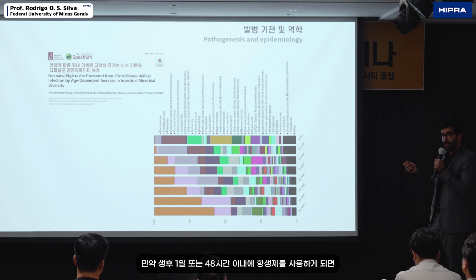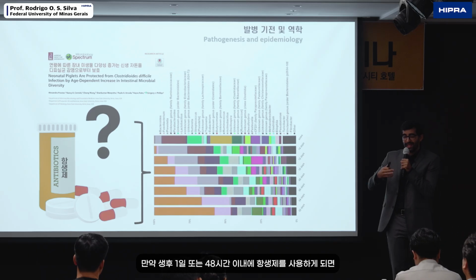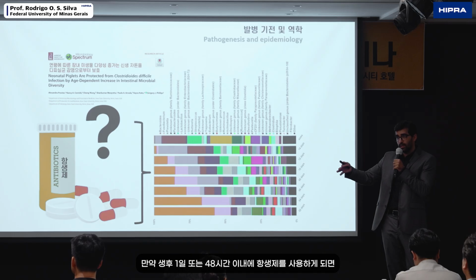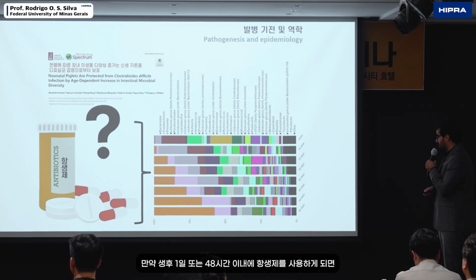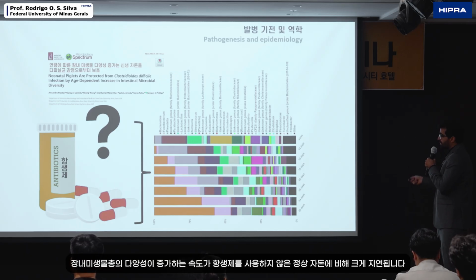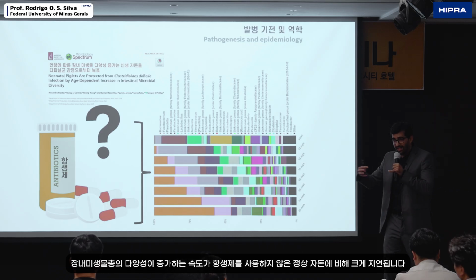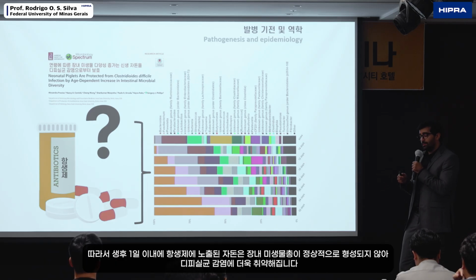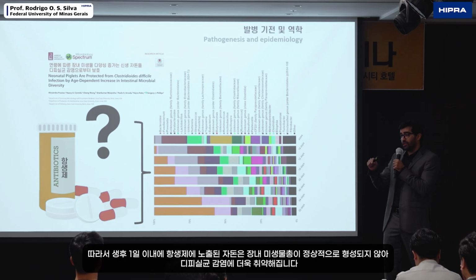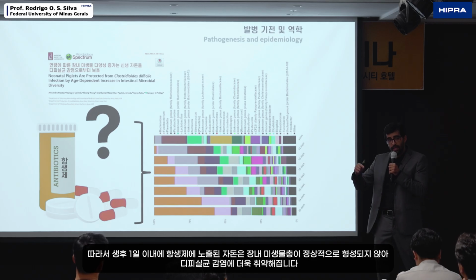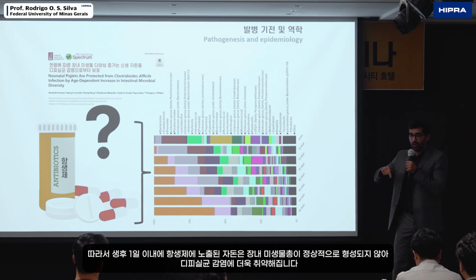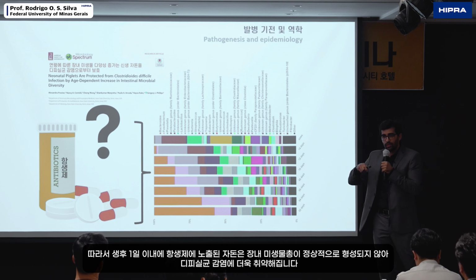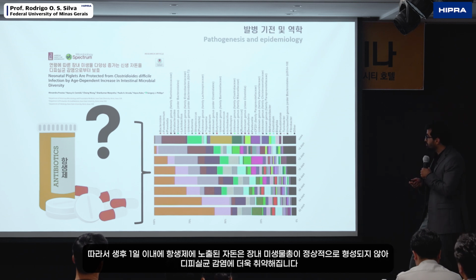But you can imagine then, if you give antibiotics in the first days of life, mostly in the first day of life or until 48 hours after birth, this evolving of the microbiota, the speed that this microbiota is gaining diversity will be slower than in a normal piglet without antibiotics. That's why piglets receiving antibiotics in the first day of life mostly are more susceptible to Clostridium difficile infection, or they are more susceptible for more time to Clostridium difficile infection than normal piglets.